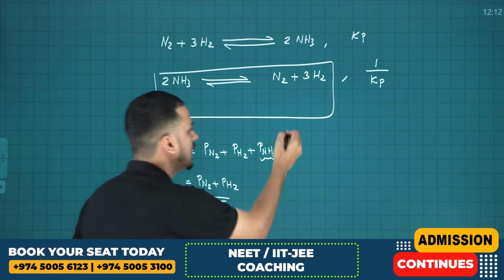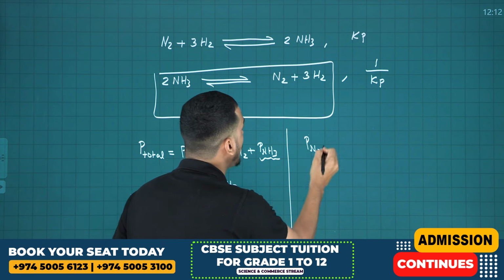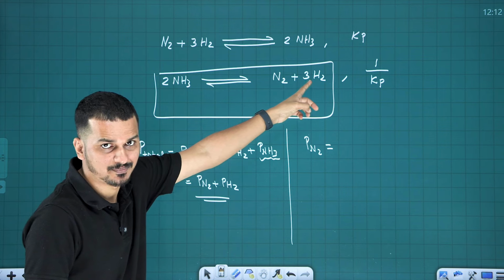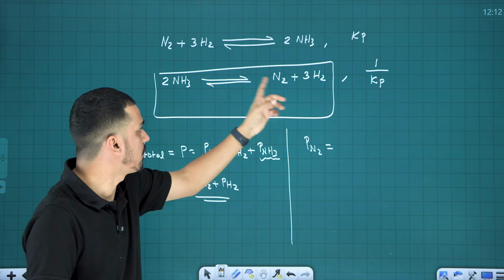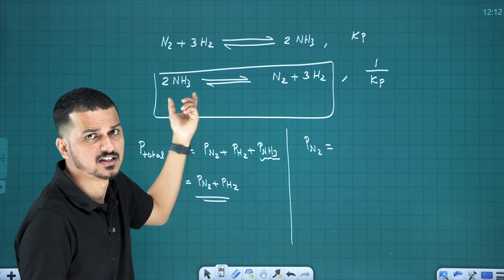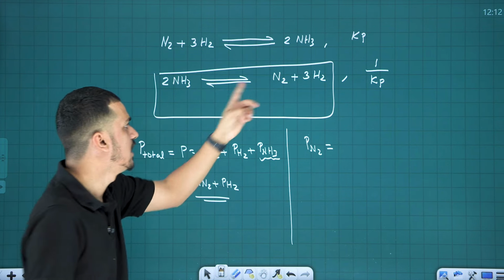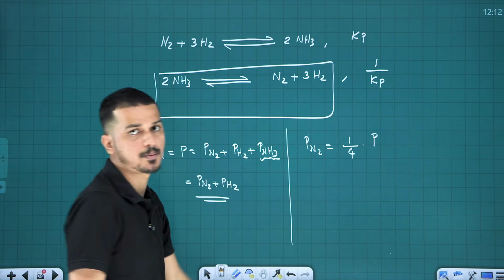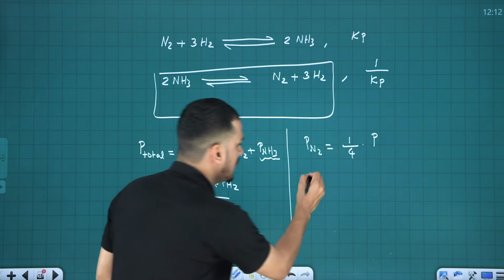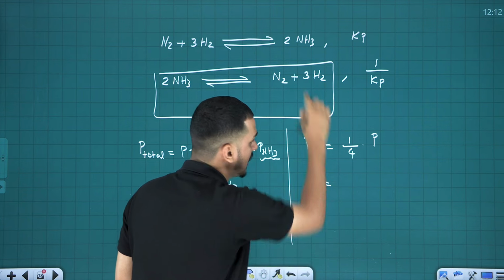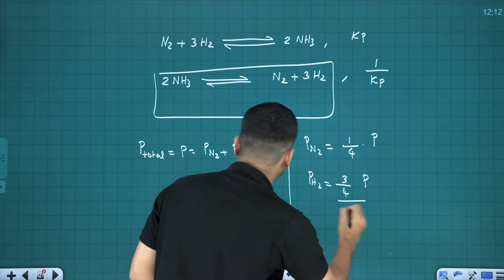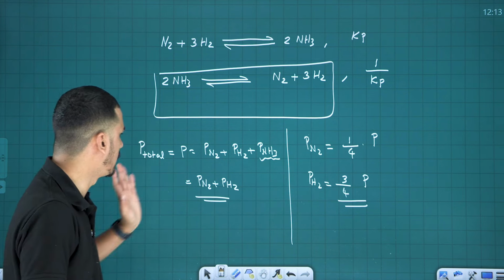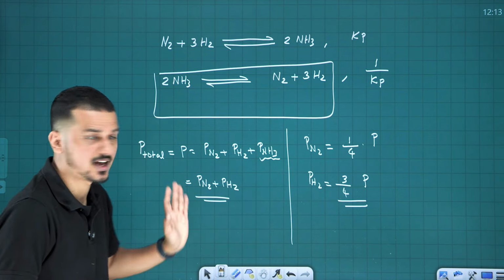Then how can I find the partial pressure of N2? At equilibrium, total number of moles: this one is 1, this will be 3. So total number of moles 1 plus 3. We don't want to consider ammonia; this is negligible. So 1 plus 3 means total 4 moles are there. Out of that, 1 mole is nitrogen. So 1 by 4 into P total will be the partial pressure of nitrogen. What about the partial pressure of hydrogen? Similarly, 3 by 4 into P total. That also we got.